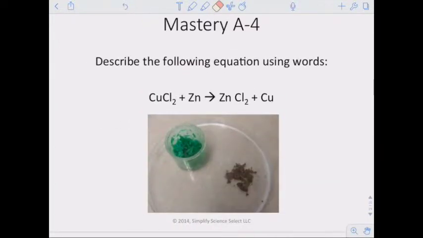Looking at our mastery level question, it says describe the following equation using words. So when we look at this, we look at our very first part. We have copper 2 chloride reacting with zinc, which produces zinc chloride and copper metal. And so that's our chemical reaction below.